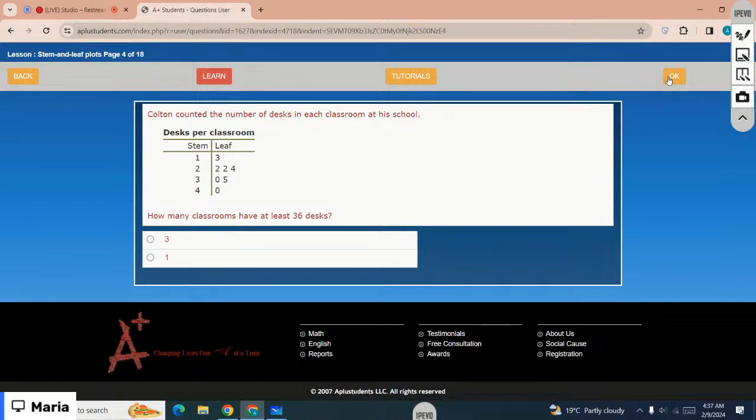Got it? Okay, Colton counted the number of desks in each classroom at his school. How many classrooms have at least 36 desks? At least means the minimum value would be 36 and the greater value would be any.